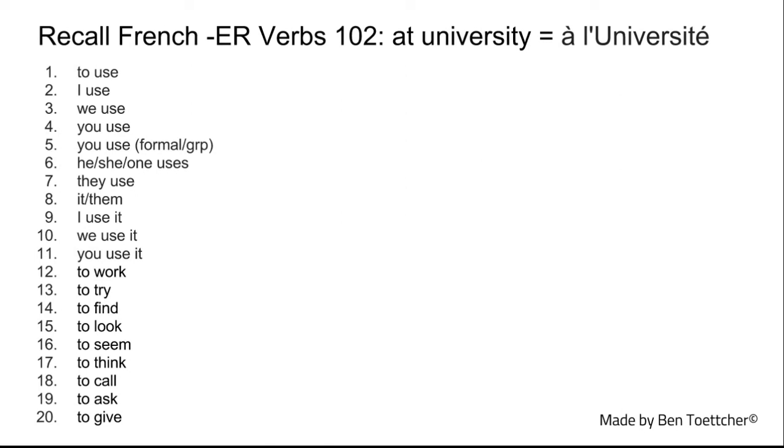Here we're going to look at the most common ER verbs in French and how you conjugate them, which means how you take the infinitive, which is the "to something" bit of the verb, and use it for I, we, you, he, and they.